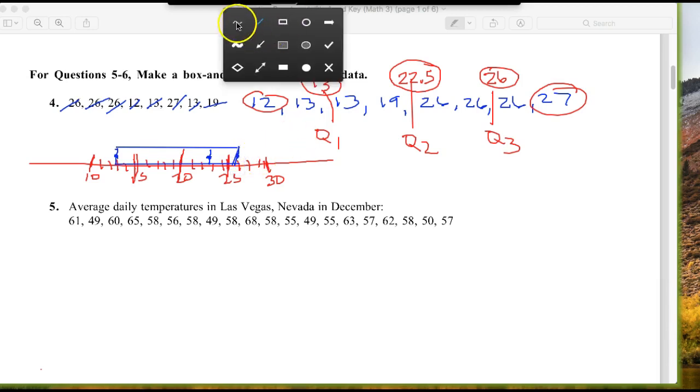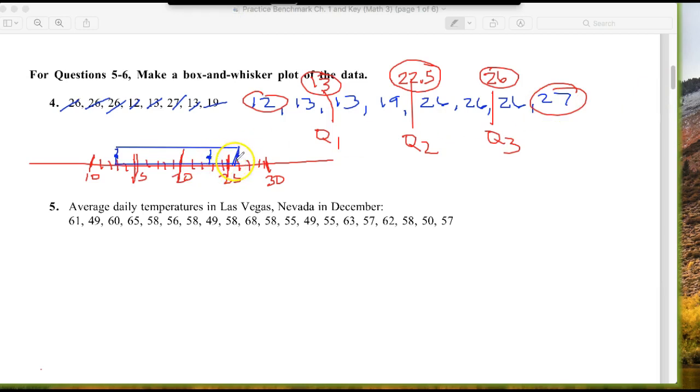Now my whiskers are going to go out to my upper value. So 26, 27, here's my upper value. And then my lowest value is going to be at 12. So I'm at 13 and here's 12. And there are my whiskers, and there's my little box and whisker. It's the blue, not the red markings. It's all the blue markings, and there's my box and whisker plot.